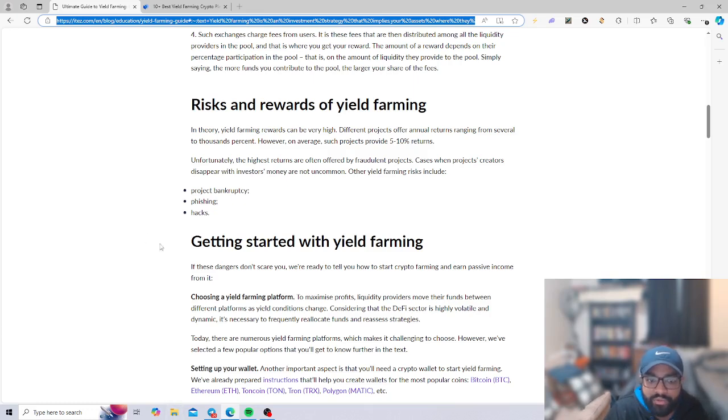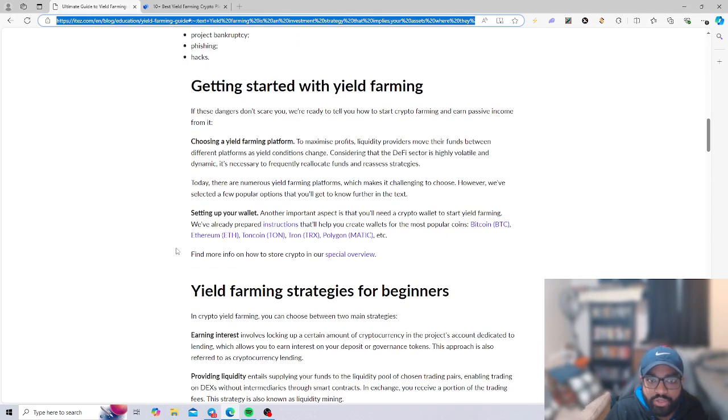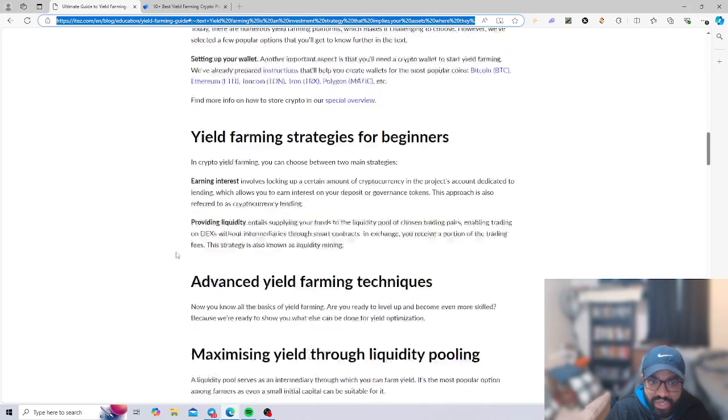But getting started with yield farming, let's scroll down. Getting started: choosing a yield farm platform to maximize profits. Liquidity providers move their funds between different platforms as conditions change. You set up your wallet.